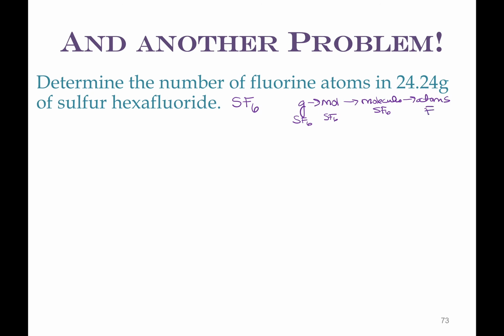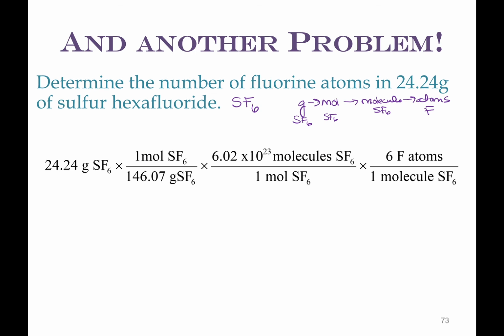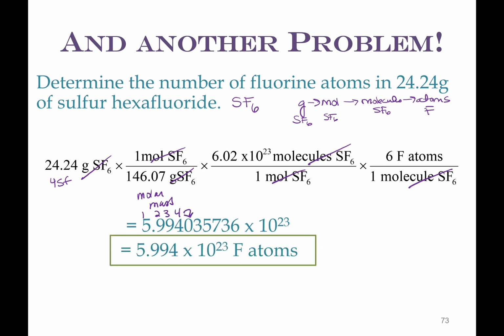So we start with the 24.24. We have grams. We get the molar mass. We go from moles of SF6 to molecules of SF6. And for every 1 molecule of SF6, we have 6 fluorine atoms. When we do that, we get 5.994. We have 4 sig figs here. So 1, 2, 3, 4. Look 1 to the right for rounding. 5.994 times 10 to the 23rd fluorine atoms.